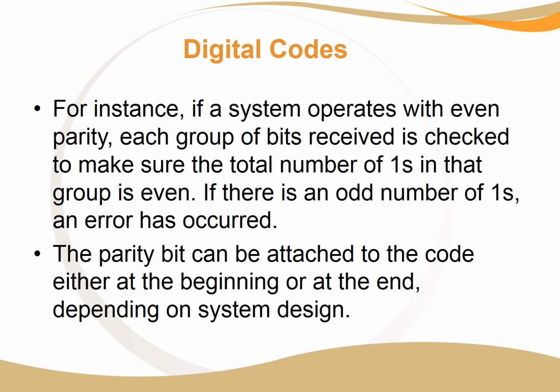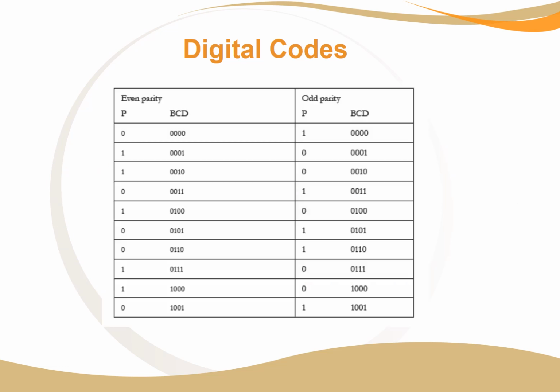So we have a bit data stream. In this data stream, we add a 1 or a 0, which makes the sum of the ones either even or odd. Let me explain this a little bit further. If we're looking for even parity, we add a bit at the start or at the end to make the sum of ones even.